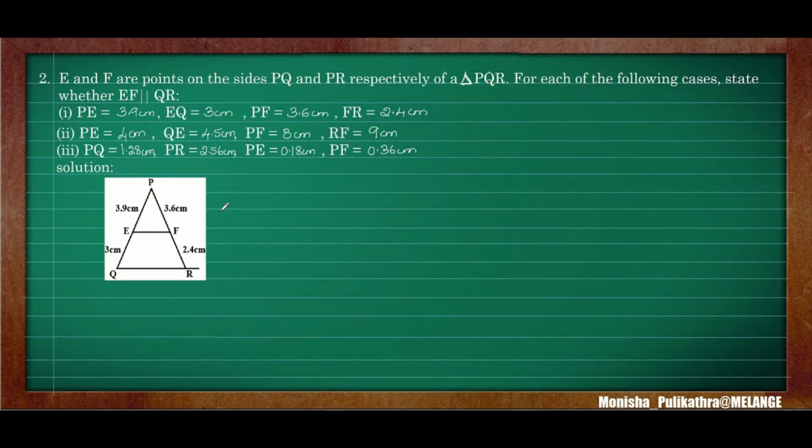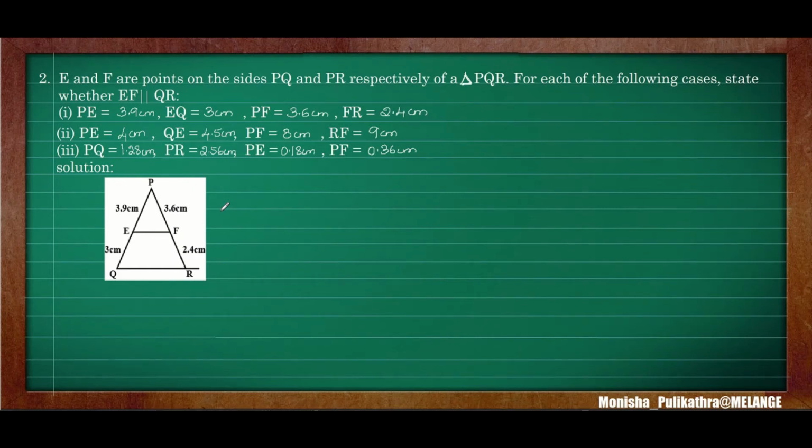Moving on to the second question. The second problem is, E and F are points on the sides PQ and PR respectively of triangle PQR. For each of the following cases, state whether EF is parallel to QR. The first one: PE is equal to 3.9 cm, EQ is equal to 3 cm, PF is equal to 3.6 cm and FR is equal to 2.4 cm.